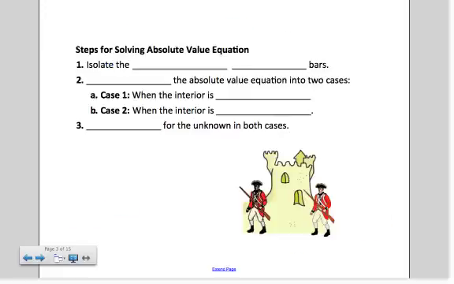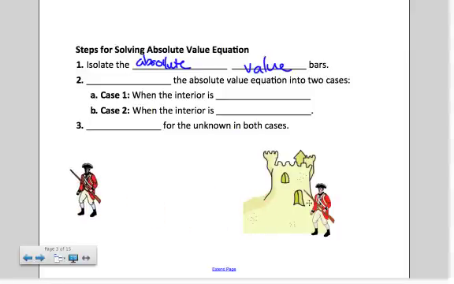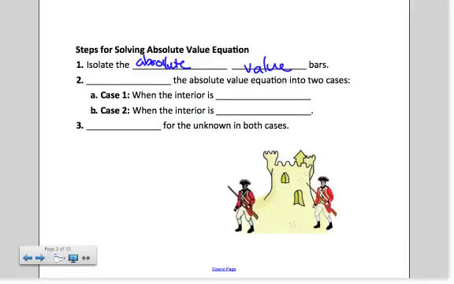So, here are some steps for solving absolute value equations. First, isolate the absolute value bars. Treat them like a castle. First you have to get the armies away from the walls of the castle in order to bring down the walls. So, the first step is to isolate the absolute value bars.